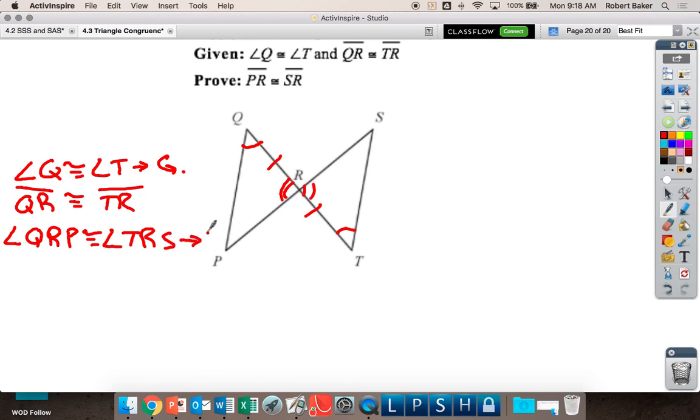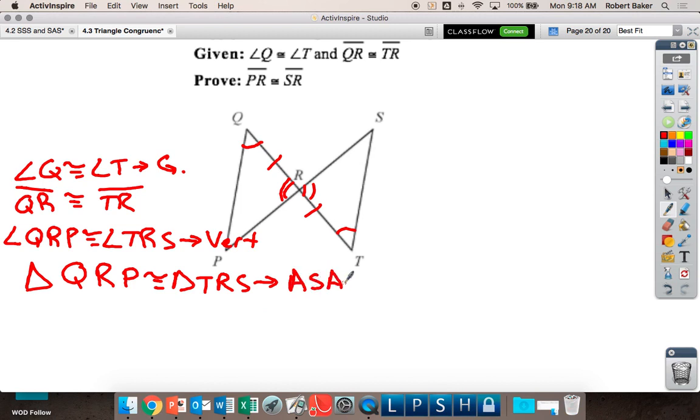Why? Vertical angles. So then you could say triangle QRP is congruent to triangle. I went 1, 2, blank, so I have to go 1, 2, blank. Why are those two triangles congruent? AS, yay! It makes sense? Yeah. Yeah? Alright.